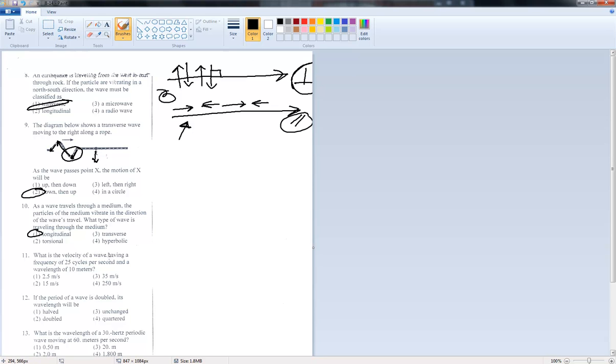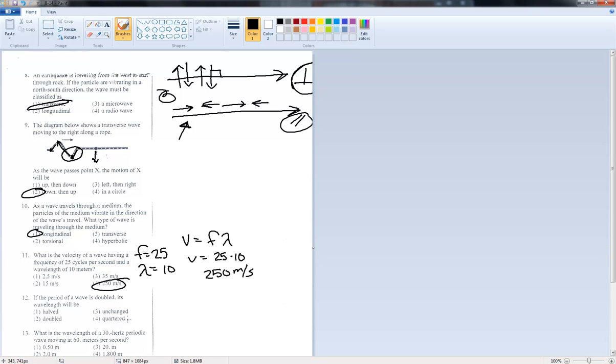What is the velocity of a wave having a frequency of 25 cycles per second? So that's going to be my F. And a wavelength of 10 meters. And you're looking for V. V equals F times wavelength. V equals 25 times 10. 250 meters per second.